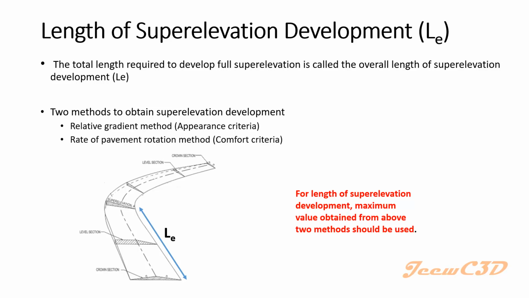So this is actually what happens in developing super elevation. You have a normal crown section or a normal straight section. Your road will be like this. If it is normal crown, this is minus 2.5. Then it is going into a curve. In the curve, you have full super elevation.